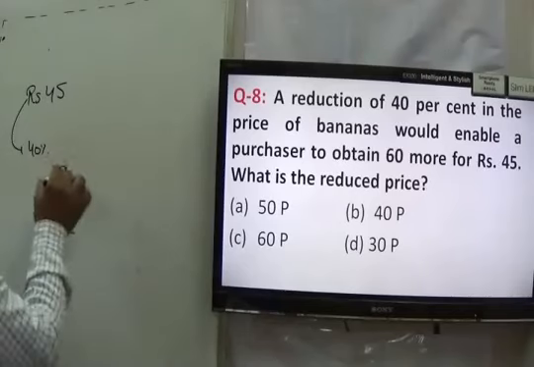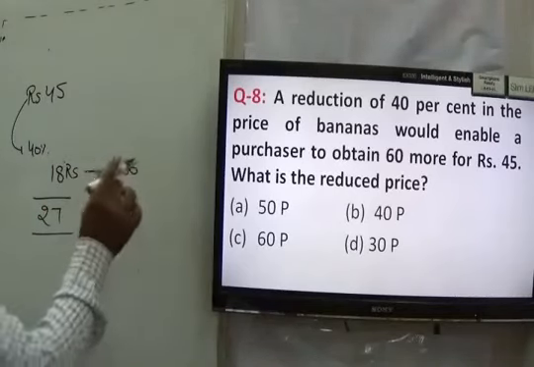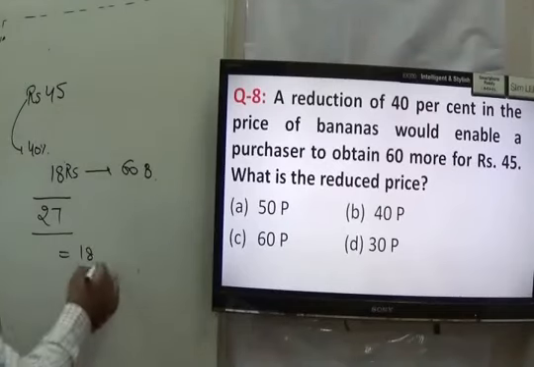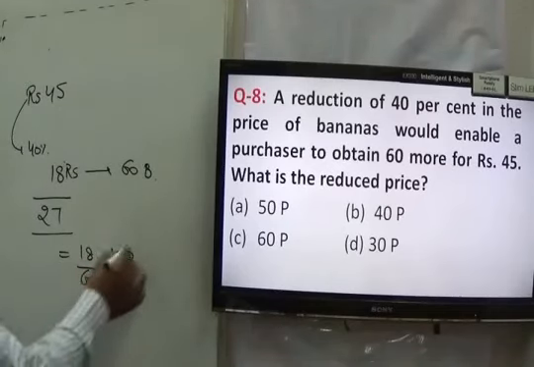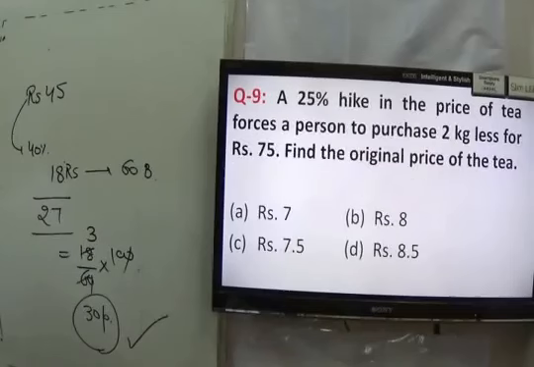It means now for the rupees 18, he gets 60 bananas. That means one banana costs him rupees 18 upon 60. I have to answer my question in terms of paisa, so multiplied by 100, that would be cancelled out, 6 will go on 3, that is 30 paisa. Because in the answer I have to find the decreased price, the answer is D, that is 30 paisa. So I may say that the decreased price of the banana is 30 paisa. Your answer is D.